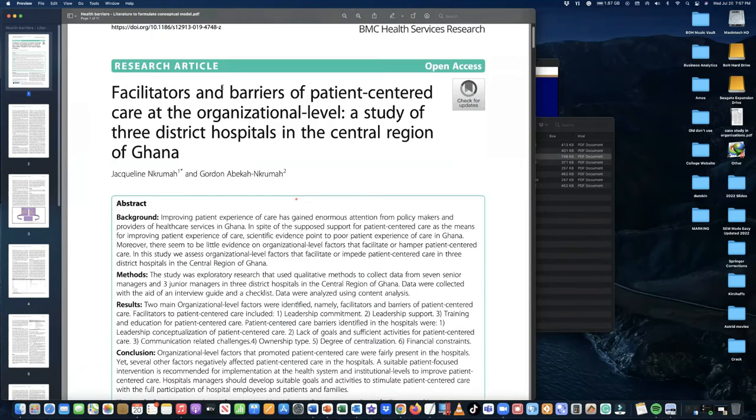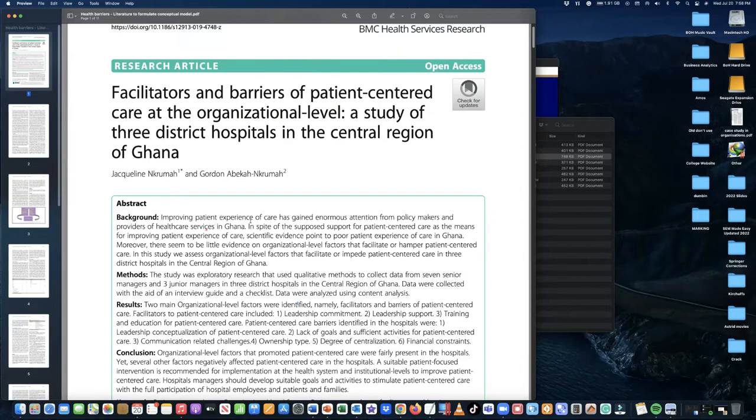Okay, so they are studying facilitators and barriers of patient-centered care at the organizational level. You see, at the what? Organizational level. Patient-centered care at the organizational level. So if you are not very careful, you look at patient-centered care and you call it an individual level study. Do you understand me? So it's about how the hospitals, the district hospitals, offer patient care, not about how the patient feels about the organization's care. Do you understand what I'm trying to say? Yes, Prof. Good.